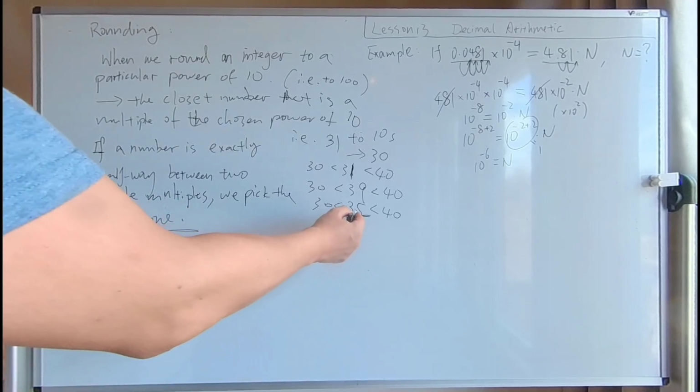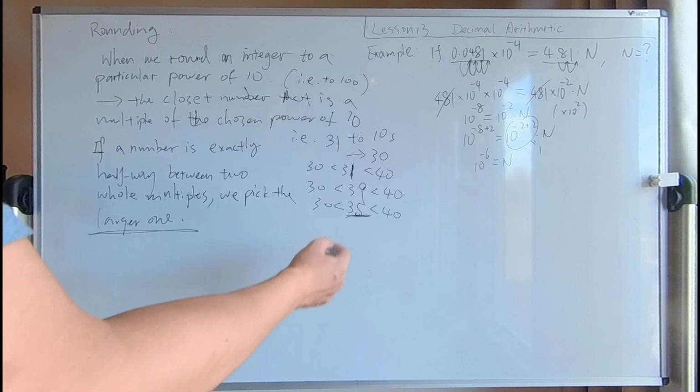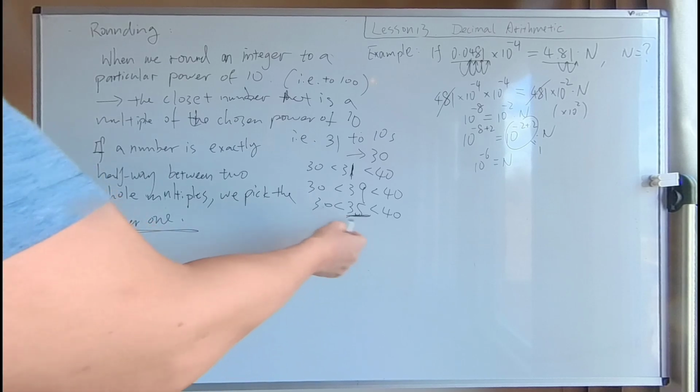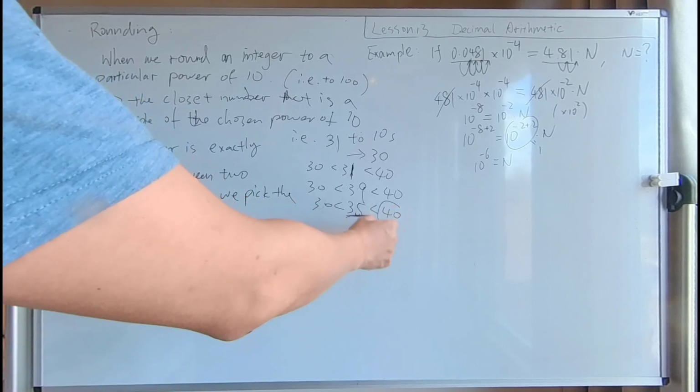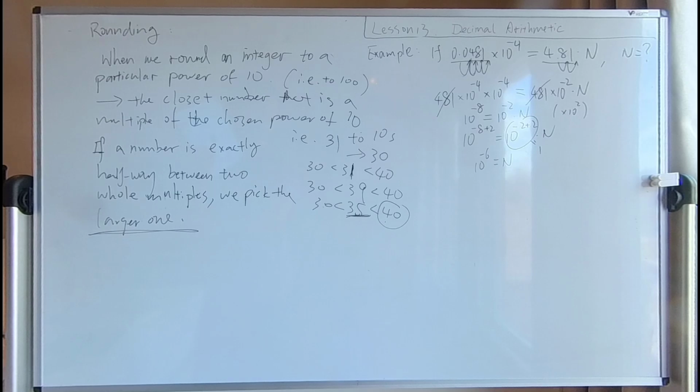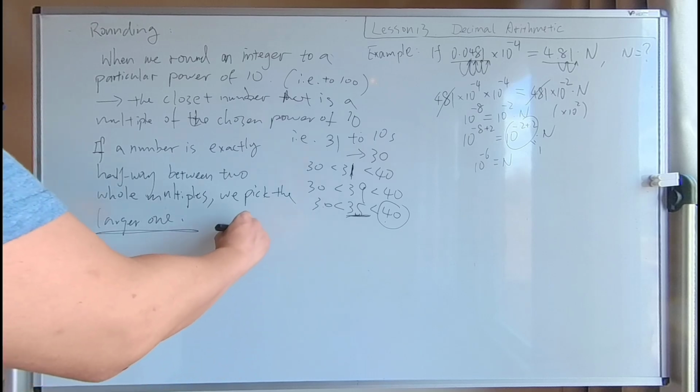So 35 has the same distance to 30 and 40. Then we pick the larger one, we pick 40. Okay, let's take another example.